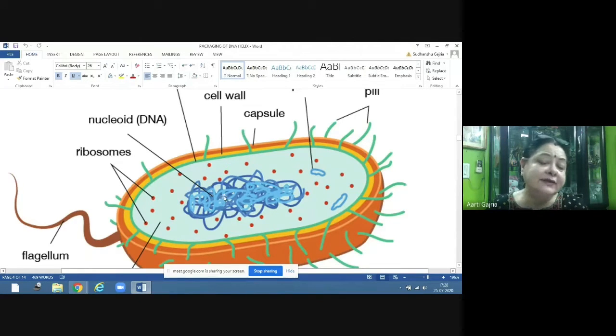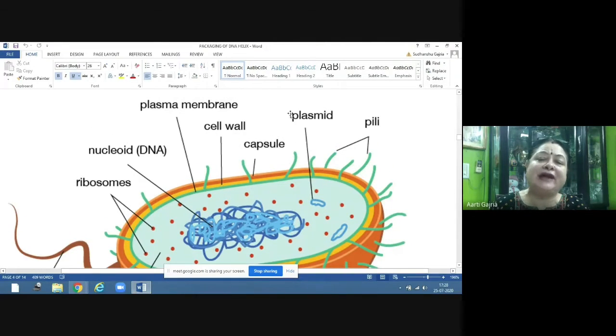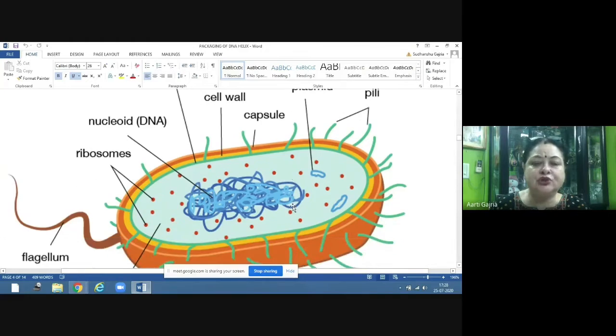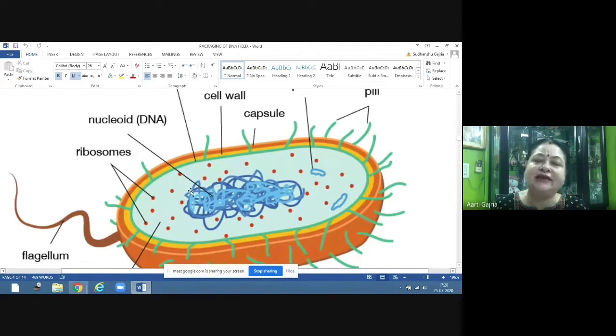Now, in the case of bacteria, this is called chromosomal DNA, and there is also a circular DNA present here, which is called a plasmid. So circular DNA is also present, and this is chromosomal DNA, which is present with the positively charged proteins, and this is called the nucleoid.